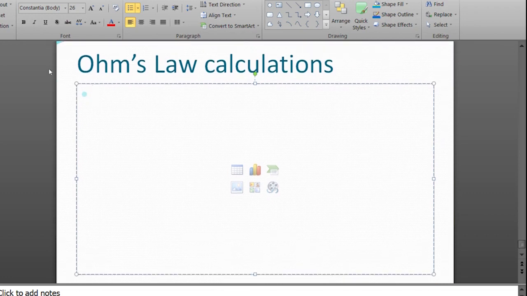Let us begin. We're looking at simple Ohm's law calculations. Let's put a question together.